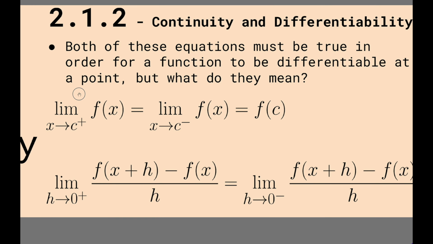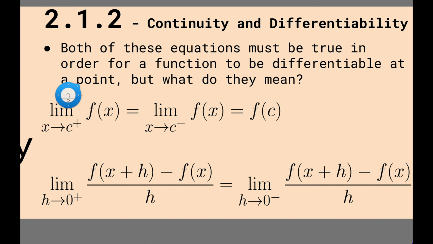In order for something to be differentiable, certain things need to be true. Namely, it has to be continuous. So both of these equations must be true in order for a function to be differentiable at a point, but what do they mean? This, hopefully, you understand, is just the limit definition of continuity. It was from the last unit.